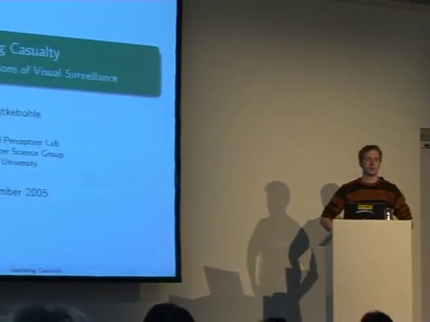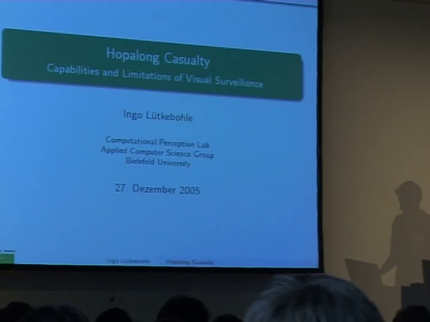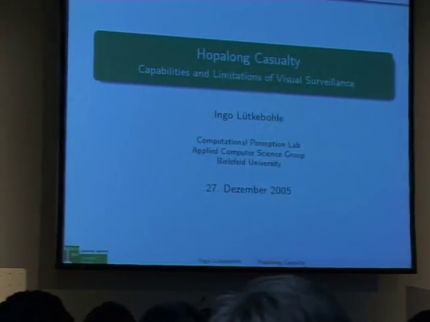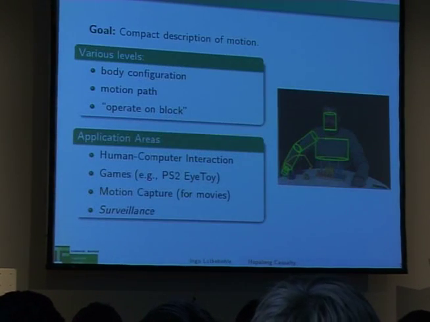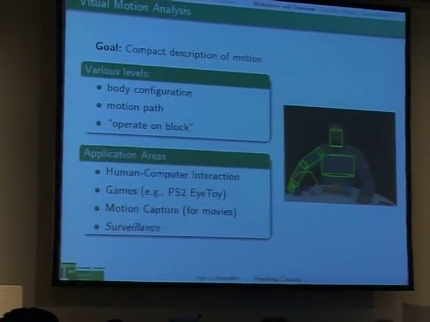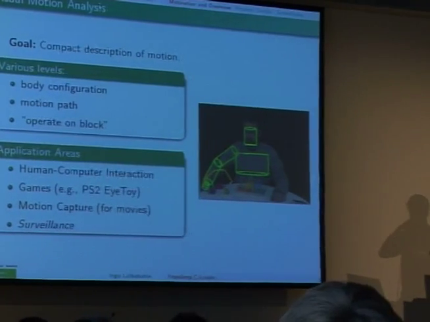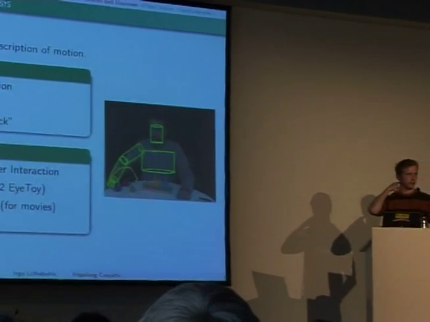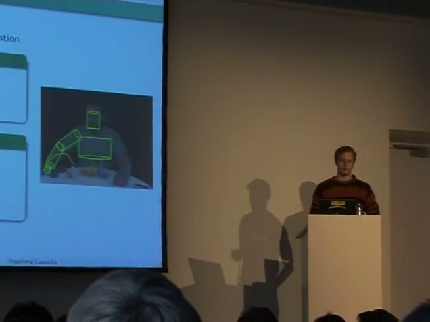So I'm a computer scientist from the Computational Perception Lab at Bielefeld University, and I will be talking a little bit about visual surveillance, what we can do, what is possible there, and what the limitations are. But first, let me start by giving you a brief overview of what visual motion analysis is about anyway. So the goal here is to get a compact description in a computerized, symbolic way of motion.